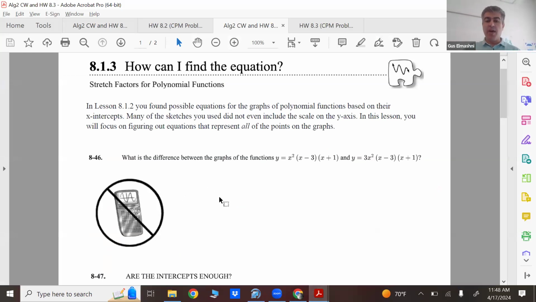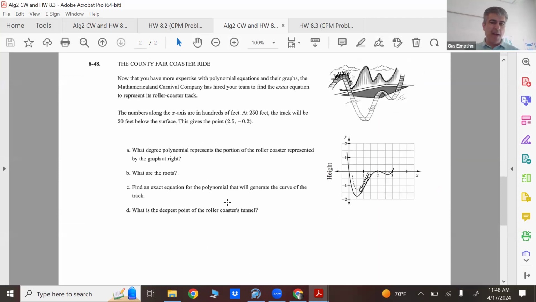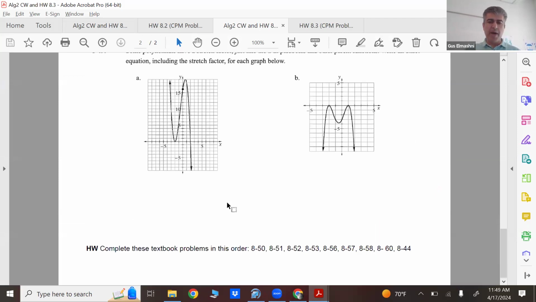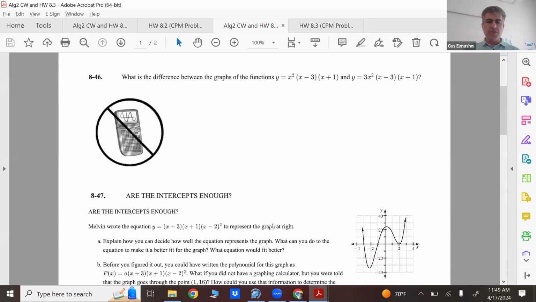Anyway, so for 8.1.13, how can I find the equation? This is just more like looking at the graphs and trying to figure out the equation from the graph. That's what this exercise is all about. And the homework is just going to be CPM stuff. I actually printed the CPM stuff too, so I'll give that to you guys when I finish the notes today. So let's just get right to it.